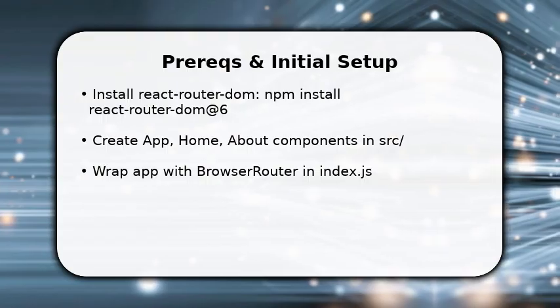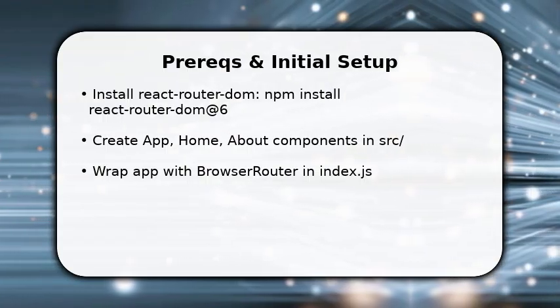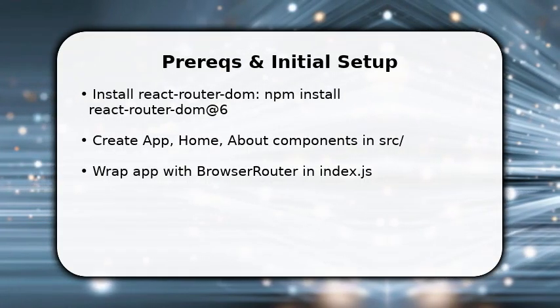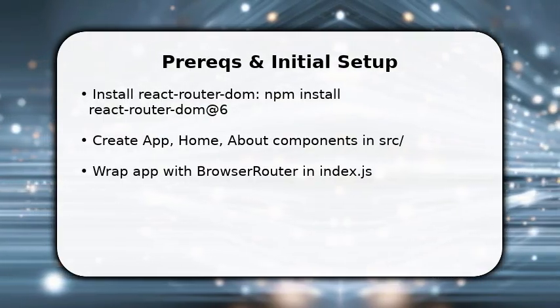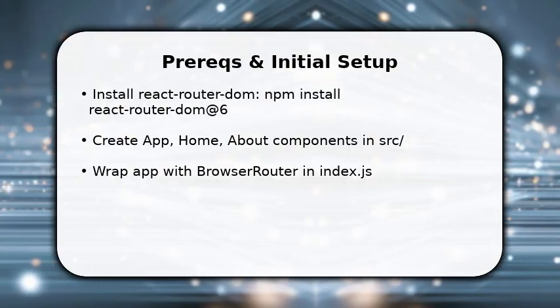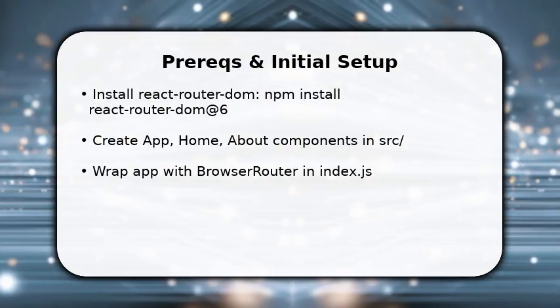Create simple Home and About components if not present. This gets the router context ready so Link components and Route matching work. Once done, save and confirm no compile errors before moving to route definitions inside App.js.